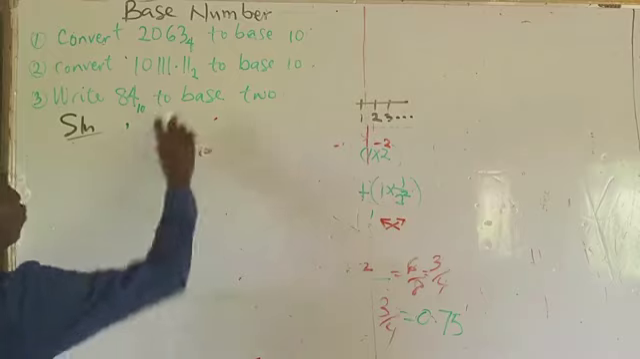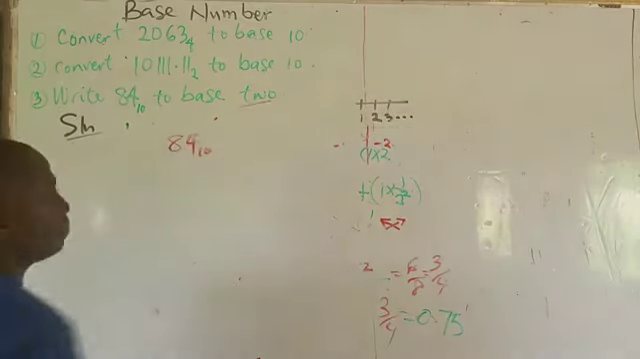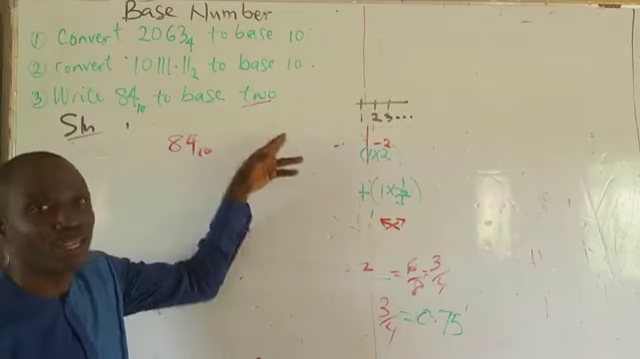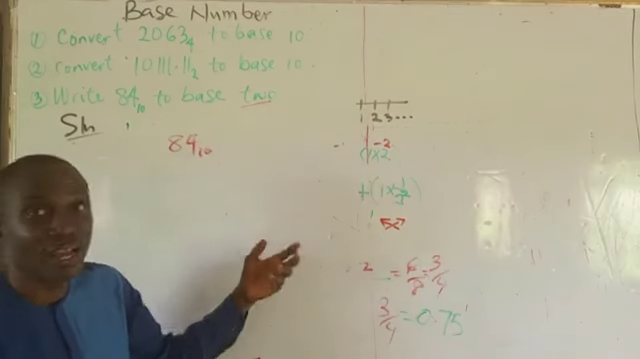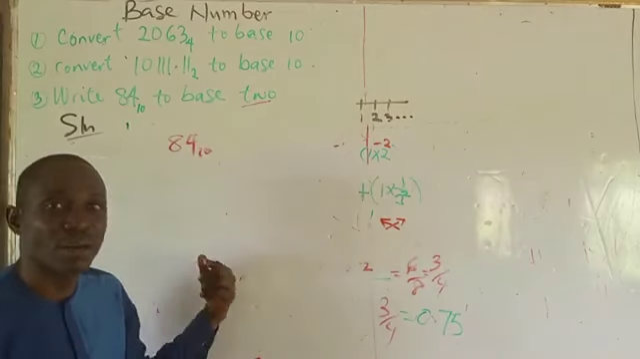Like I would say, this number, answer to number 3, says 84 in base 10 to be converted to base 2. You are converting from base 10 to any base, whether base 3 or base 4 or base 5, like I said before, or even base 9. It's the same procedure as we are about to embark on now.